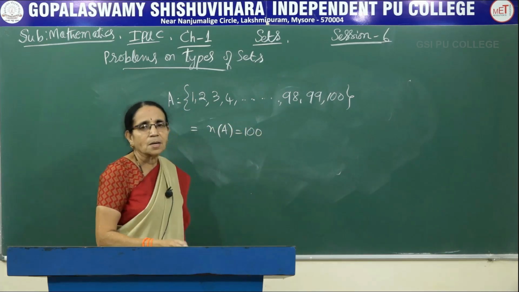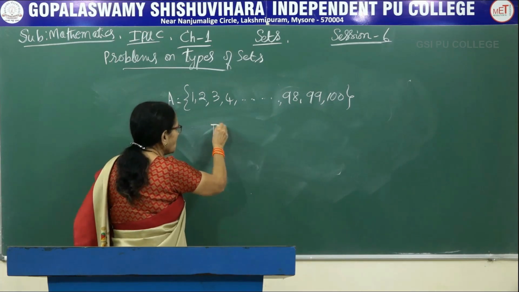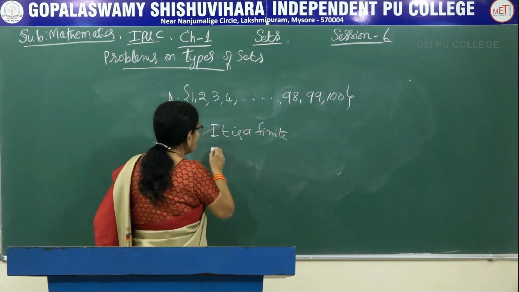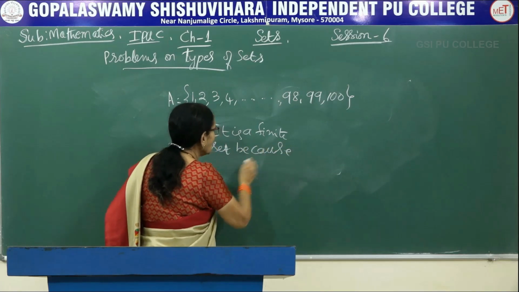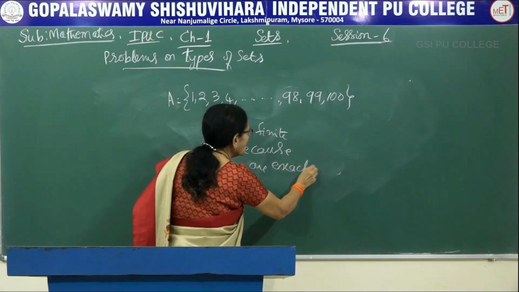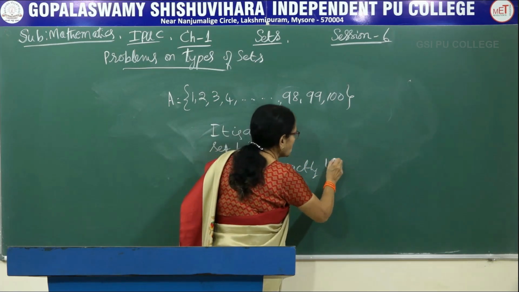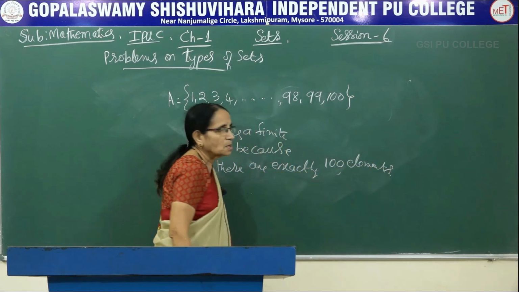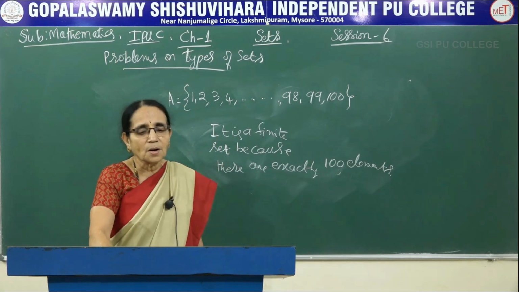Now what do you call this set? It is a finite set. So how do you write this one? It is a finite set. Give the reason. Because there are exactly 100 elements in the set. Therefore, we call it a finite set.